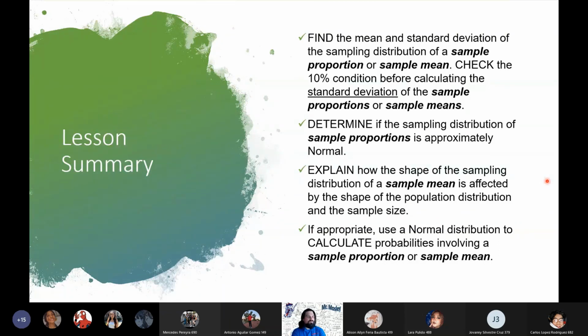We can explain how the shape of the sampling distribution of a sample mean is affected by the shape of the population distribution and the sample size, meaning if the population is approximately normal, then so is the sample mean. If the population is not approximately normal, then with a large enough sample size, greater than or equal to 30, the sample mean becomes normal. If appropriate, we can use the normal distribution to calculate probabilities involving sample proportion or sample mean. Again, that is standardizing scores and using table A and calculating probabilities in that manner, as long as the distribution is normal.